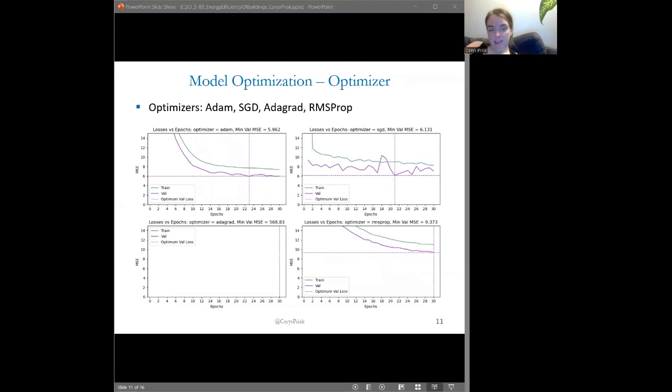Next, the optimizer was analyzed using Adam, SGD, AdaGrad, and RMSProp. AdaGrad struggled to converge. Note that these graphs I've shown here are the zoomed in ones. The notebook and report show the full convergence plots. Adam and SGD gave similar optimal loss values. However, Adam had a smoother convergence in addition to a more optimal loss of 5.962.